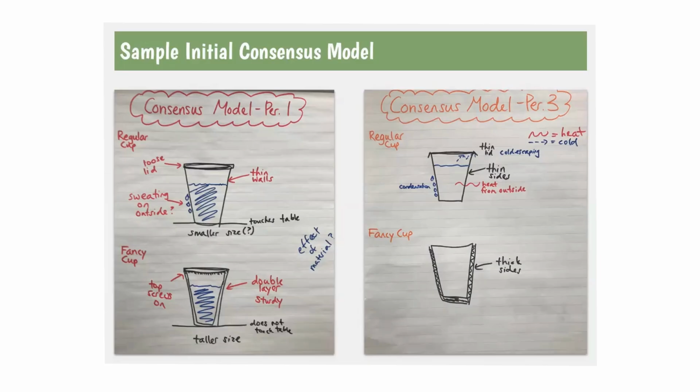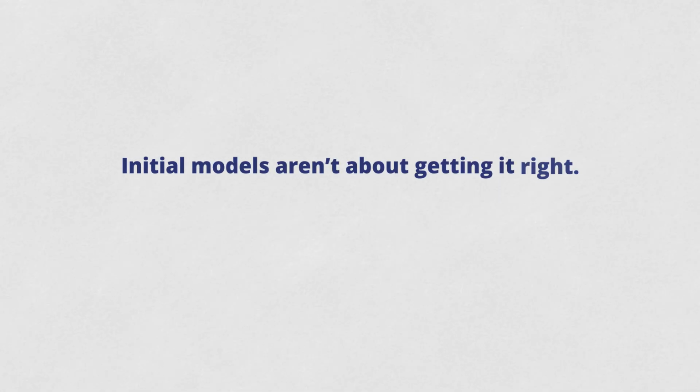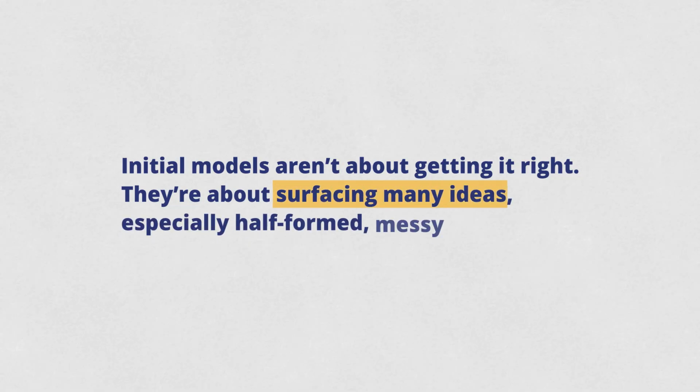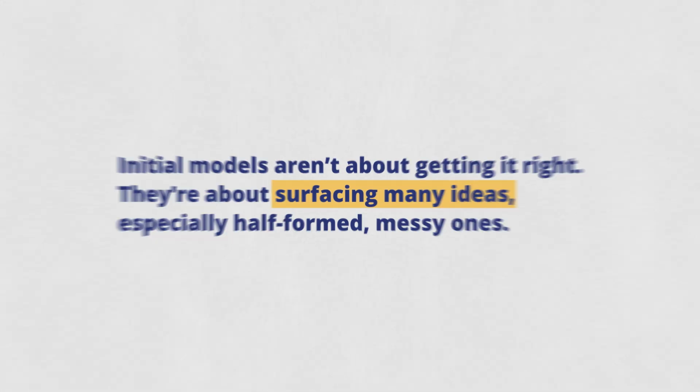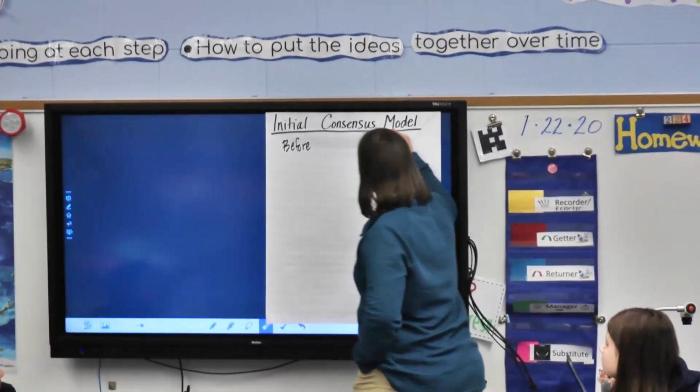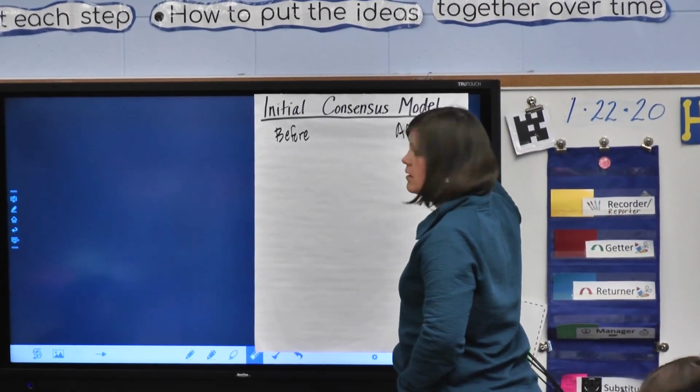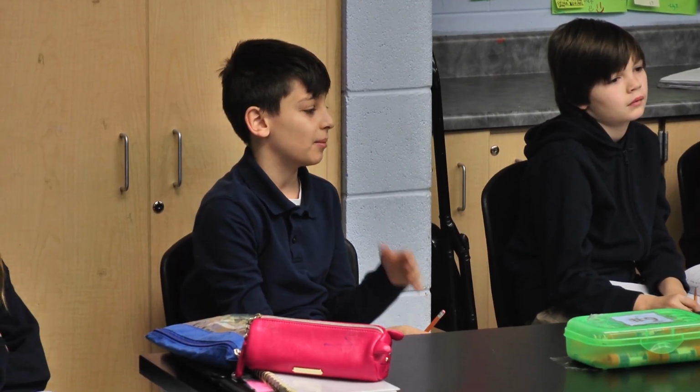But here's the thing, that first model isn't about getting it right, it's about surfacing as many ideas as possible, especially the half-formed, messy ones. That's the gold. We want to figure out what students agree on, but also what they don't. Because when students see that they don't yet agree on everything, or that no one fully understands the phenomenon yet, it signals something important, that there's real figuring out to do here.